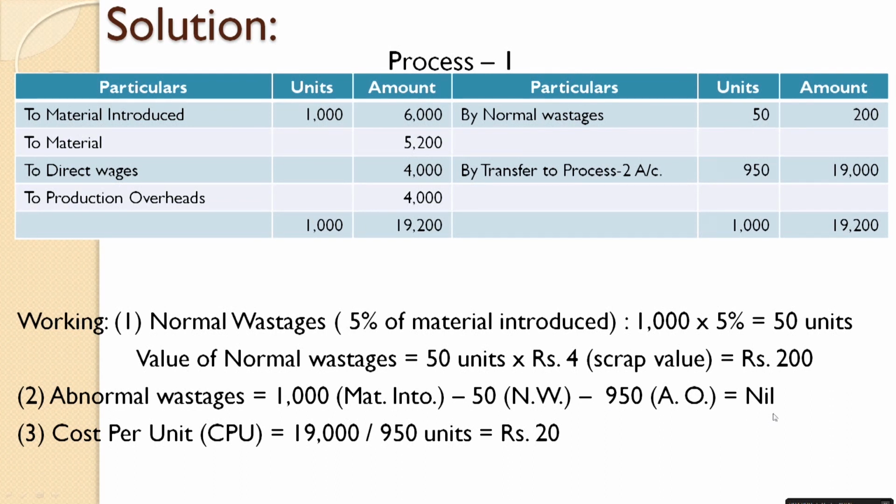So it means that we don't have any abnormal wastage or abnormal gain so far in the process 1 account. So now the 950 units, which is the actual output, has to be written on the process account credit side.